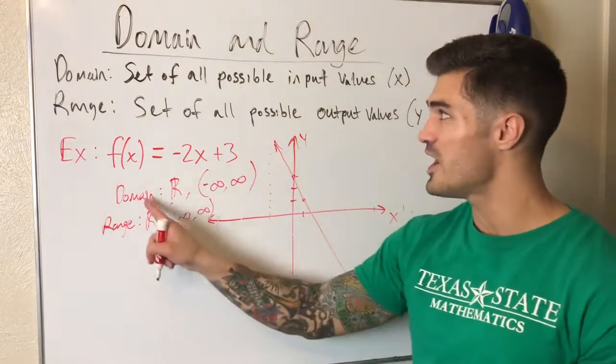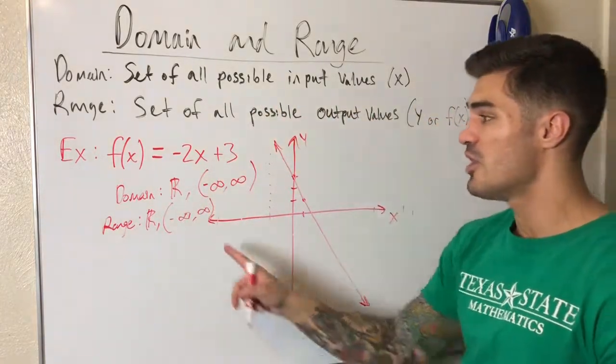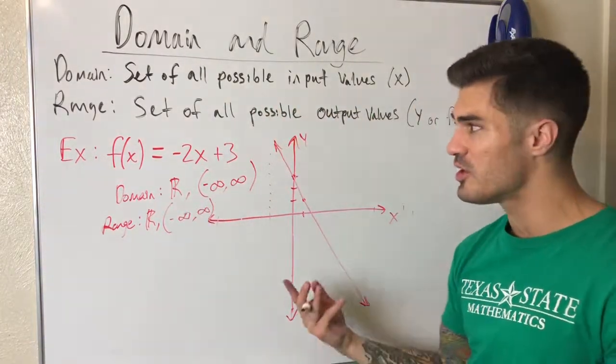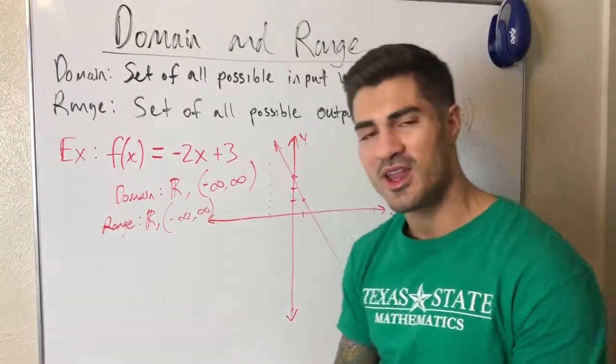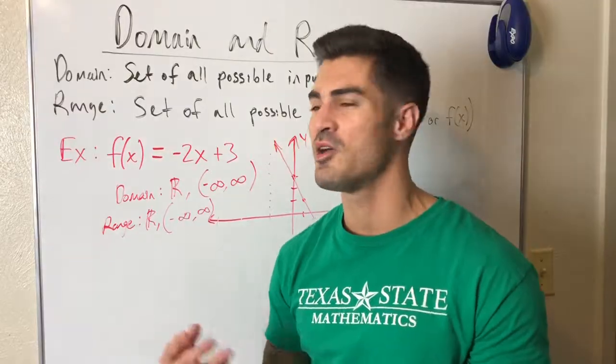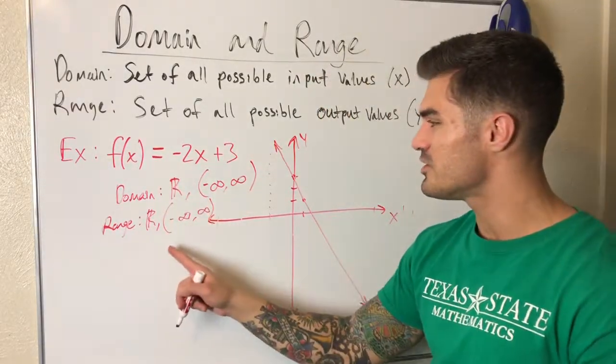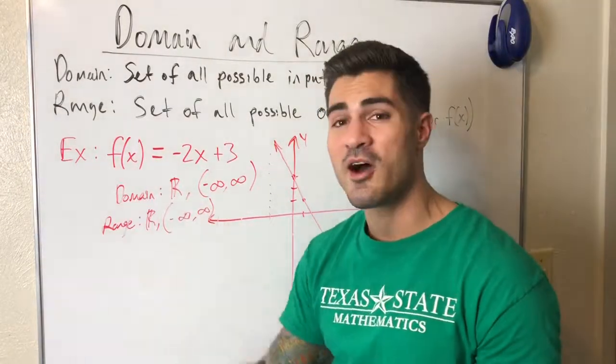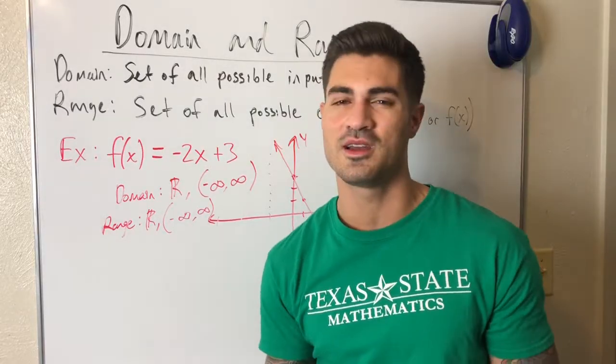And that just means my domain, right, the possible input values are all real numbers. Any real number you can come up with, you can plug that in for x and you get some value out, right? And the same applies for the range. You can get any value out by plugging a certain number in for x, okay?